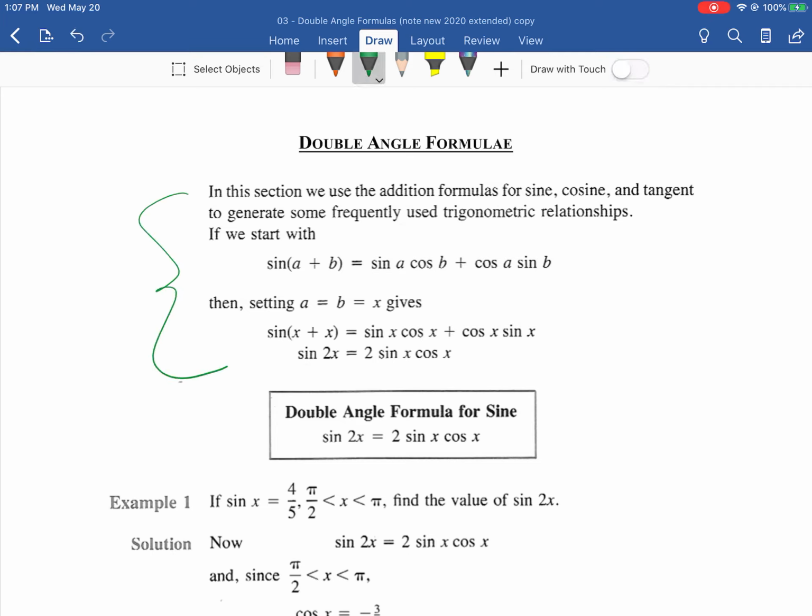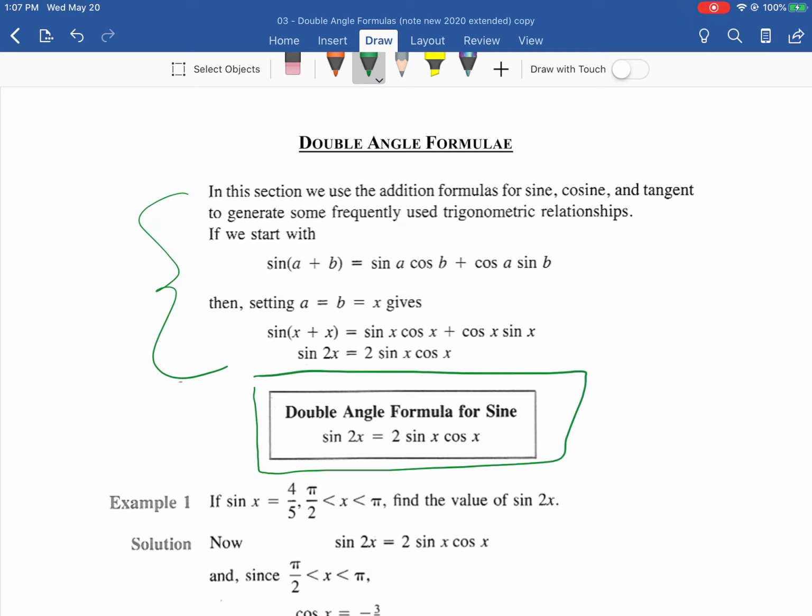I don't know if I encourage reading that first. They start off with this stuff here, which is a good reading for later. They're using the sine addition formula, and all they do in the sine addition formula is replace A and B with the same angle. They're both equal to each other, and they get what's called a double angle formula.